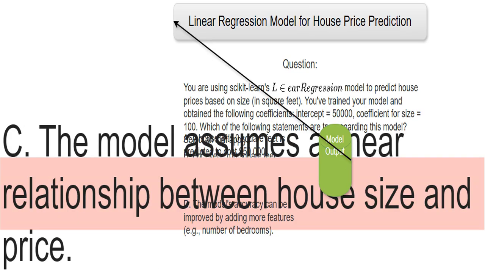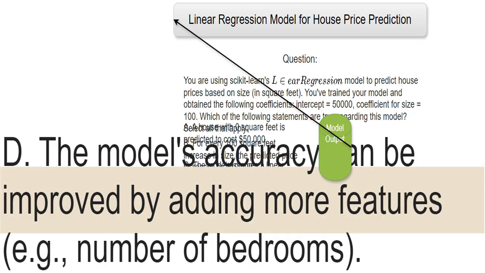This assesses your understanding of the fundamental assumption underlying linear regression, that the relationship between variables is linear, meaning it can be represented by a straight line. This statement tests whether you know that adding more relevant features, like the number of bedrooms, to your model could make it more accurate. More information often leads to better predictions.